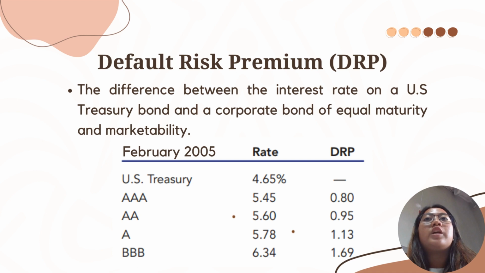Default risk premium or DRP, the difference between the interest rate on a US Treasury bond and a corporate bond of equal maturity and marketability. Here po is like when a borrower defaults, ito yung additional payment or compensation na babayaran nila sa lender once na nag-default sila and it's called default risk. And here's a table yung makikita niyo kung paano i-compute yung DRP ng isang country. It's based from their credit rating. So, sa US Treasury, at yung 4.65% ayun yung default rate. Tapos ima-minus mo lang sila sa rate ng per credit rating ng country. Makukuha mo na yung DRP.